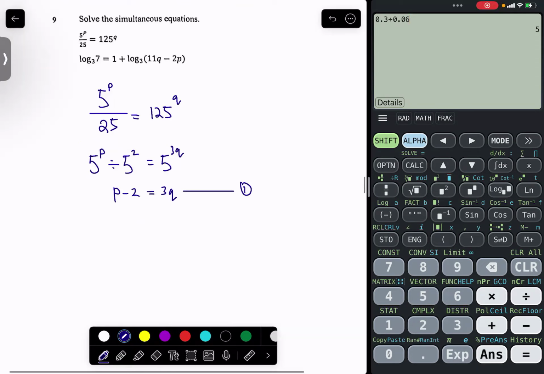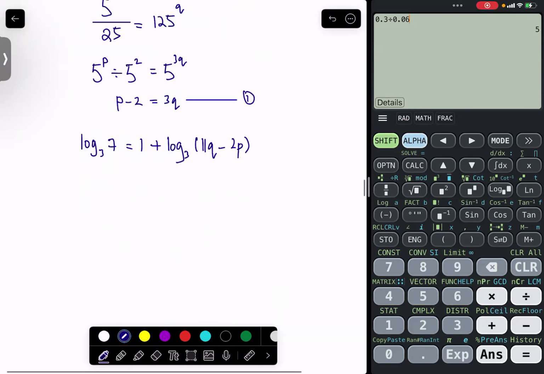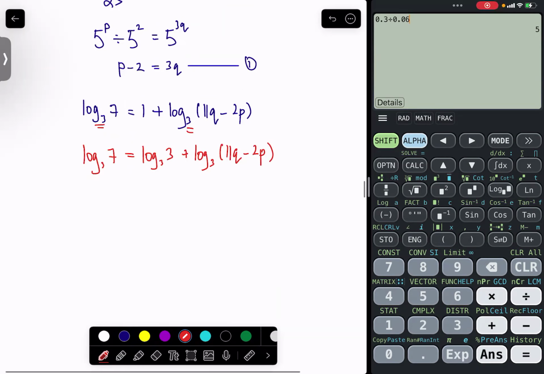Second equation: log base 3 of 7 equals 1 plus log base 3 of (11q minus 2p). What we can see here is the 1. Since this is base 3, I can change the 1 to base 3 as well. So I have log base 3 of 7 equals log base 3 of 3 plus log base 3 of (11q minus 2p). So 7 equals 3 bracket 11q minus 2p.